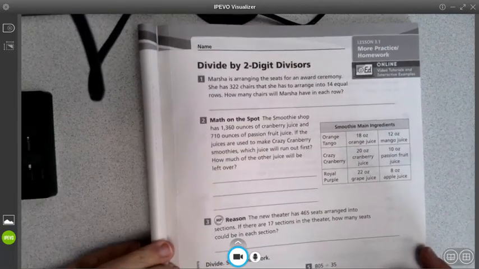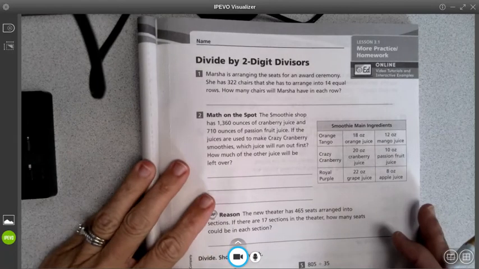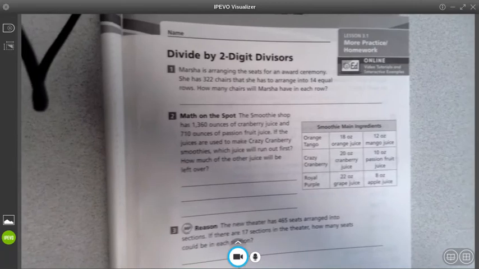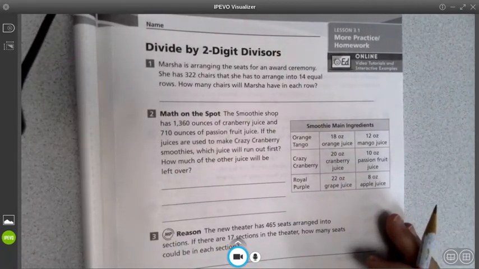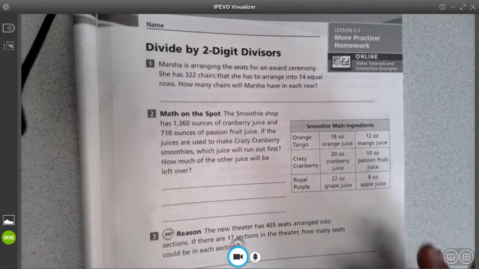Fifth graders, we are going to look at our first lesson for Module 3, which is dividing by two-digit divisors. If we look at the first situation, it says, Marcia is arranging the seats for an award ceremony. She has 322 chairs that she has to arrange into 14 equal rows. How many chairs will Marcia have in each row?